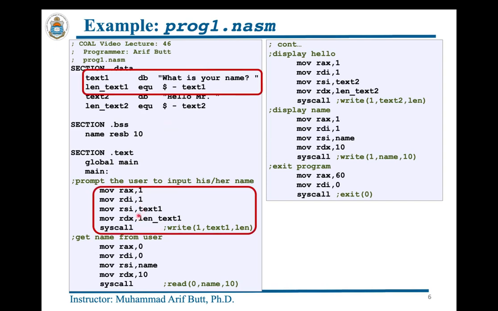Well, dear students, these 5 lines of code display a message inside the string text1, what is your name, on standard output using the write system call, because we have placed a 1 inside RAX and 1 is the system call ID of write.